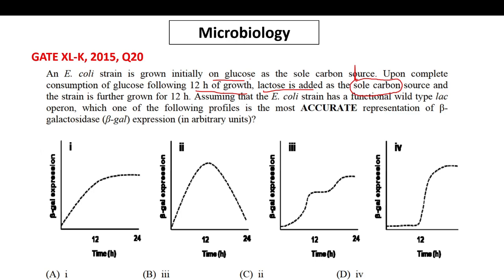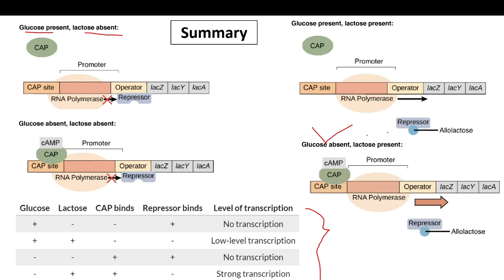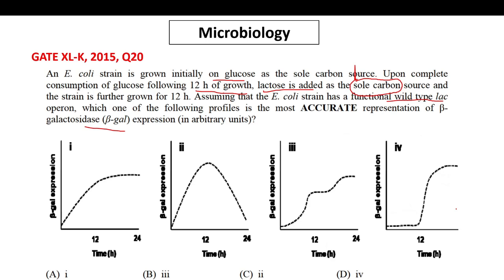Then it is given some time to grow. Assuming that the E. coli strain has a functional wild type lac operon, so they have given that the lac operon is actually functional. Okay, which one of the following profiles is most accurate for beta galactosidase? So they have given this condition where glucose is absent and lactose is present. So what should be the scenario? The lac operon will work and it will transcribe this lacZ gene which codes for beta galactosidase. Okay, so that is this beta gal. So they have asked what the profile will look like.